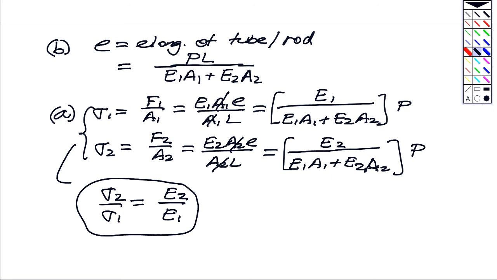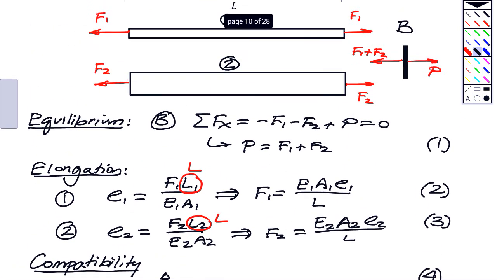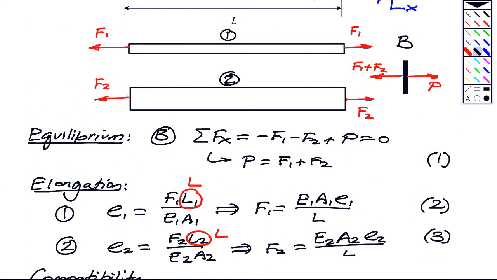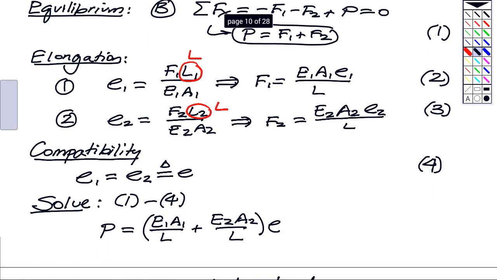First thing we did was draw free body diagrams for each one, both the rod and the tube. And then we looked at an equilibrium equation for the connector there at B. So that gave us equilibrium equation 1. We wrote down the elongation equations for both the rod and the tube. That connects elongation back to the load. And then the key part here was to recognize that the way the things are connected together, the rod and the tube have to stretch the same amount.